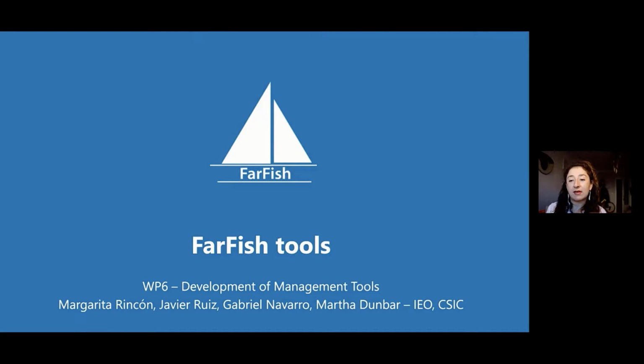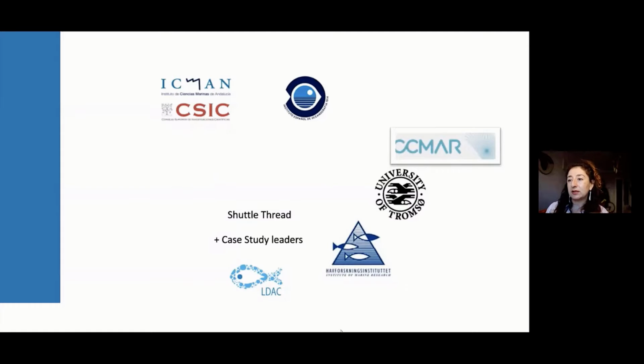Tools that have been developed by Javier Gris, Gabriel Navarro, Marta Dunbar, and myself, Margarita Rincón. This package is mainly part of the Spanish Institute of Oceanography and the Higher Council for Scientific Investigations. Many other institutions have cooperated as well. Among them, I would like to name Shuttle Thread and JMPD in the development of these tools.